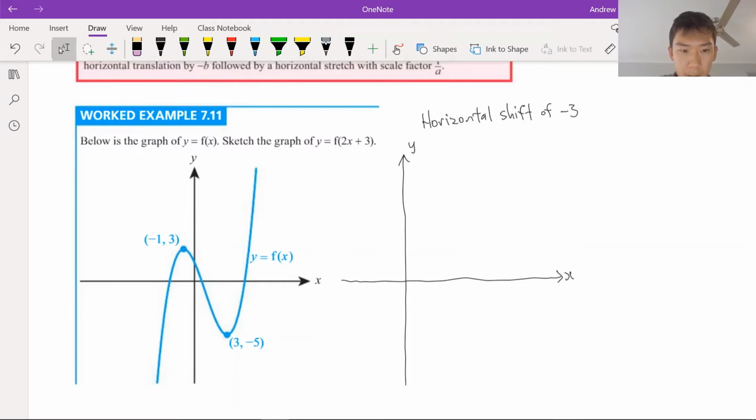So if those 2 points are all we've been given, then if we shift the whole graph 3 units to the left, we'll arrive at -4 and 3, because we're only moving horizontally here, and this will be our y-intercept. It'll be at 0, -5. The rest of the graph remains the same, so I'll just draw a rough sketch of the cubic function, assuming it's cubic.